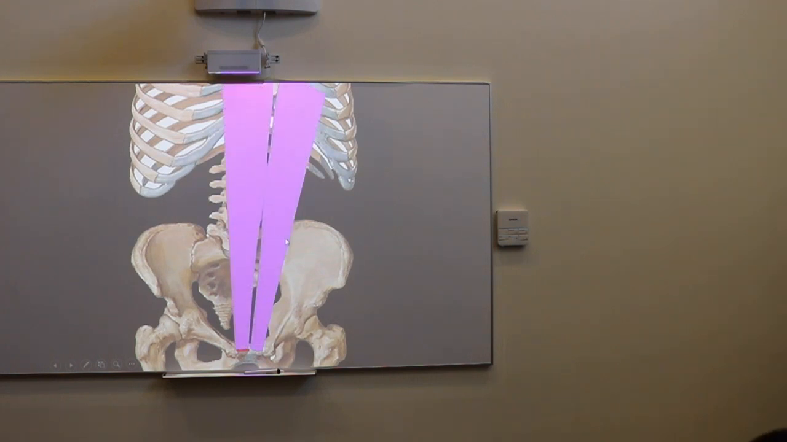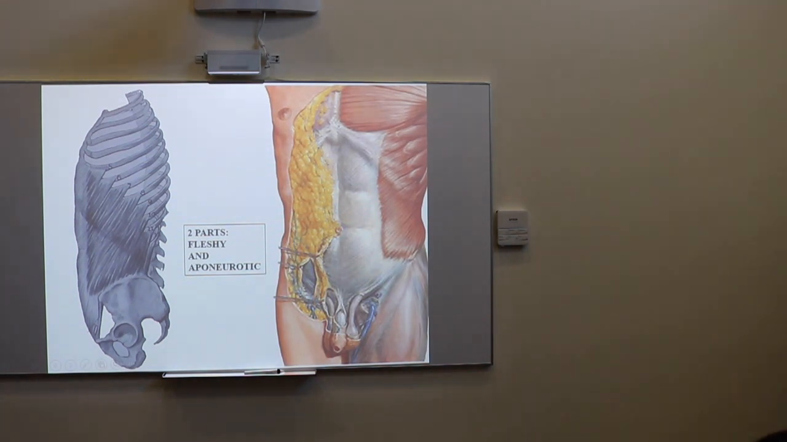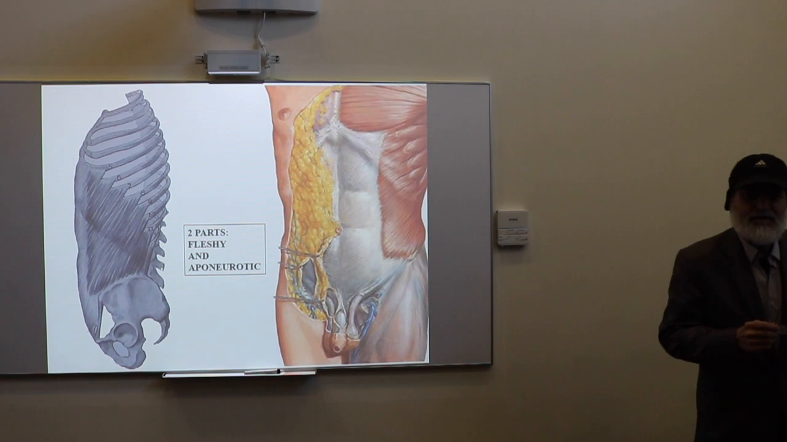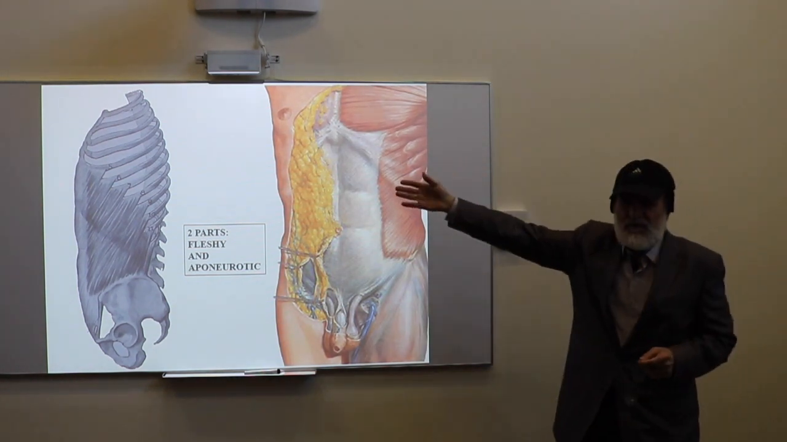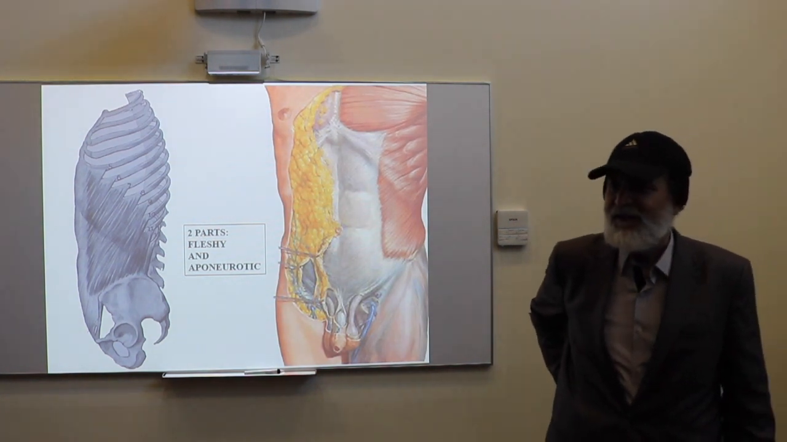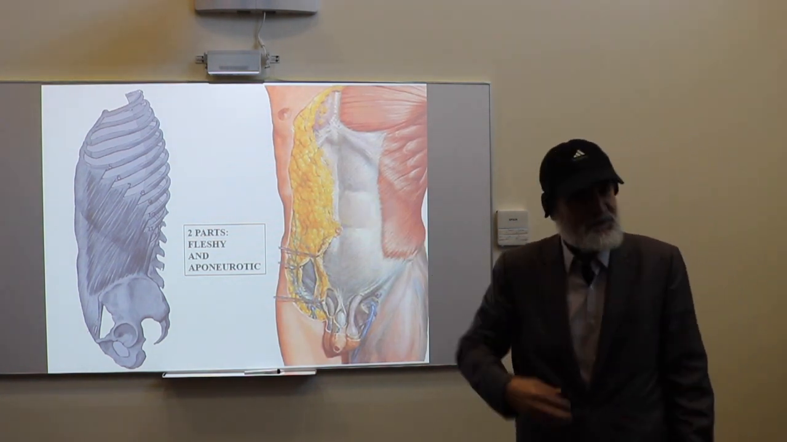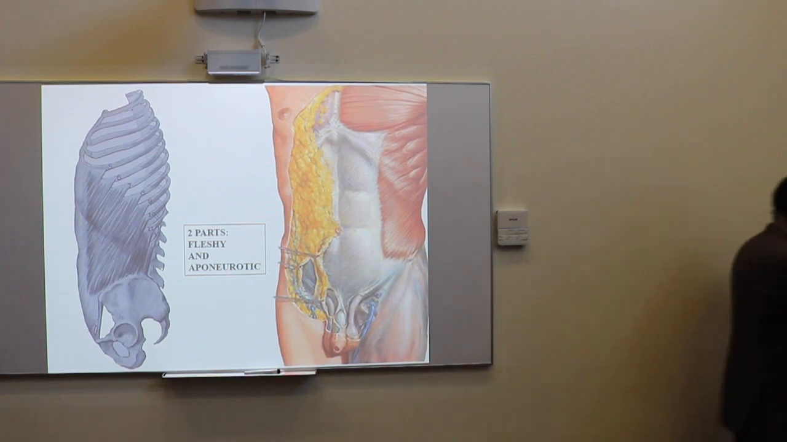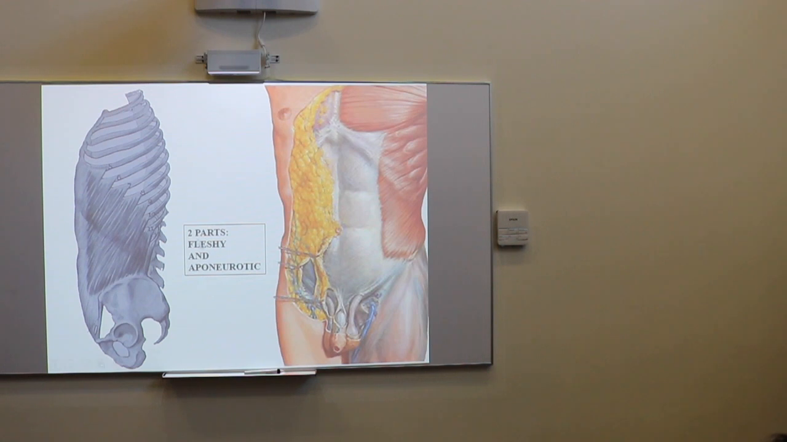What's the muscle here? Which one? External oblique. Is it a heavy player? No. It comes from the ribs. Is it going to be connected to the spine? No. Is it going to be connected to the gallbladder? No. So this is the muscle, okay?